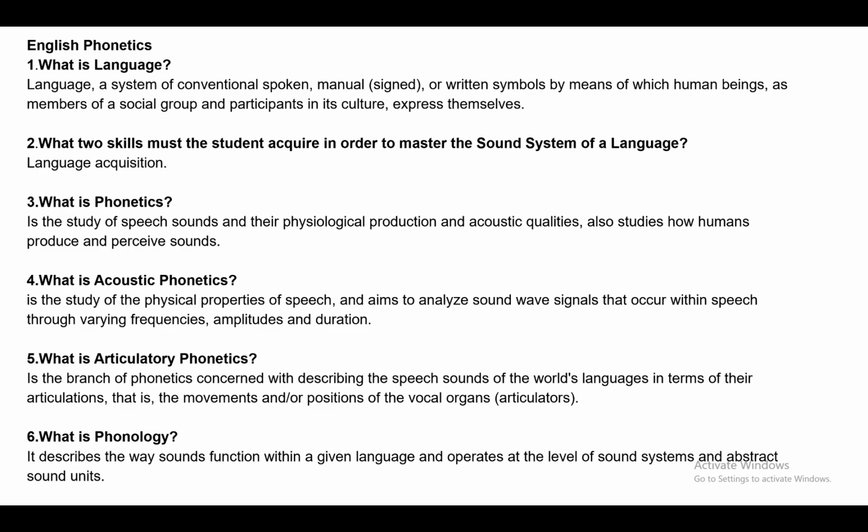Five, what is articulatory phonetics? It is the branch of phonetics concerned with describing the speech sounds of the world's languages in terms of their articulation, that is, the movement and/or positions of the vocal organs, the articulators. Six, what is phonology? It describes the way sounds function within a given language and operates at the level of sound system and abstract sound units.